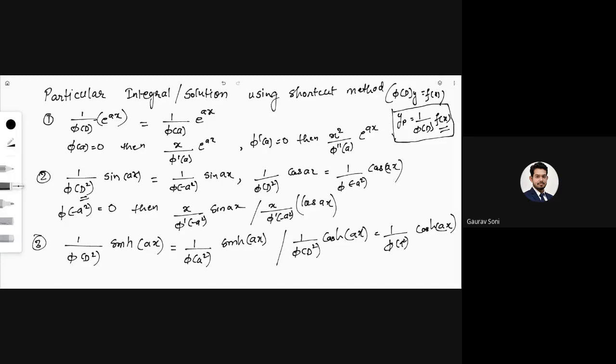How to use these rules? We have solved some examples on this. Then after this, what we saw was 1 upon phi of D, x raised to m type of functions. So we know one thing about x raised to m, that the m plus 1th derivative of x raised to m is 0. So this is the small logic that we use here.